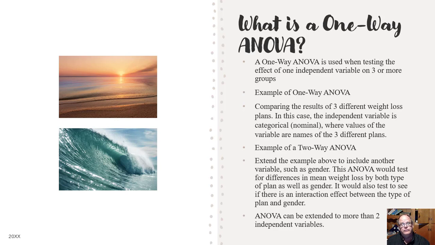ANOVA can be extended to more than two independent variables. You can do a three-way, a four-way. It's just that the more variables you're trying to check for, the more data you need.